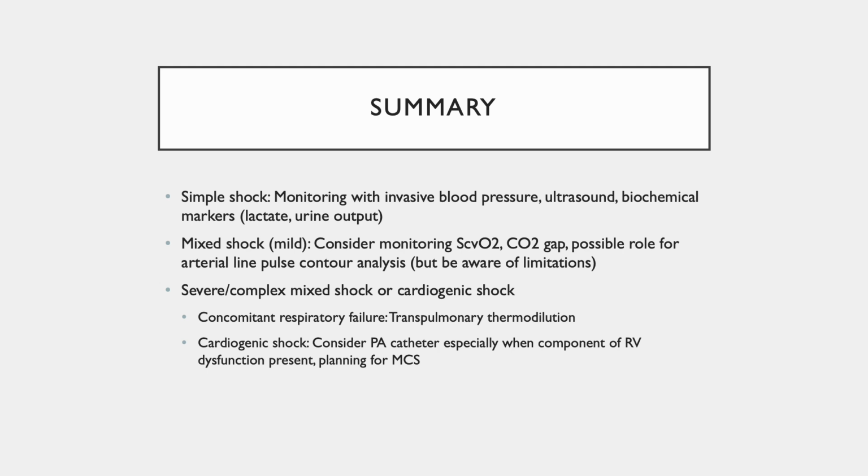In patients who are in severe mixed shock or cardiogenic shock, more invasive monitoring devices like transpulmonary thermodilution and pulmonary artery catheterization should be considered. In patients with concomitant ARDS, transpulmonary thermodilution provides volumetric indices that are useful to guide fluid management. And in patients with severe cardiogenic shock, especially when there's a significant RV component, or when there are plans to use mechanical circulatory support where phenotyping is imperative, a PA catheter is usually considered the gold standard.